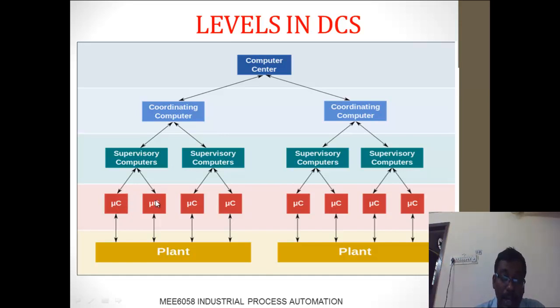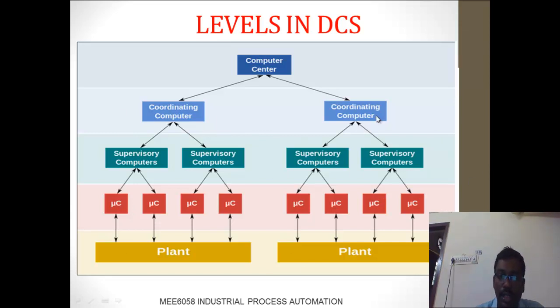For example, we have four PLCs here. Two PLCs are taken care of by one controller, and the other two PLCs are taken care of by another controller. The same happens in process one. Then a super controller takes care of these two controllers, and finally everything is taken care of by one computer center. This is the engineering station, and this is the operator station for process one.